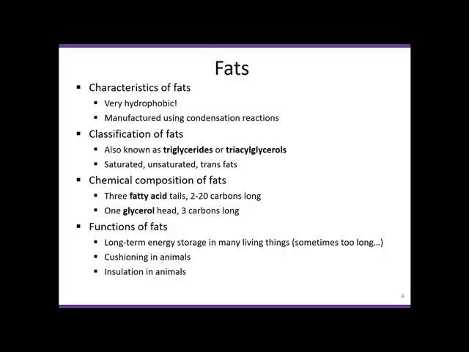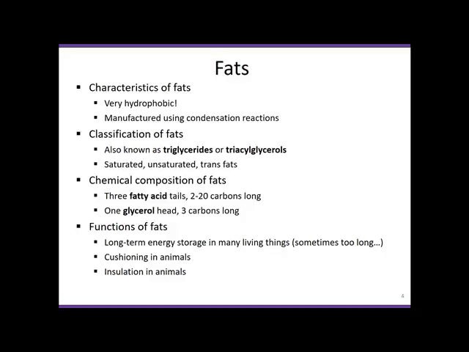Look at the classification. Fats have a couple different names. They're known as triglycerides, which is actually a quite common name. The other term, triacylglycerols, is less common, but you may also see it. For our purposes, we just need to know the terms fat and triglyceride. Triacylglycerols you may hear depending on your anatomy and physiology instructor. And there are 3 different types of fats or triglycerides: saturated fats, unsaturated fats, and the evil trans fats.